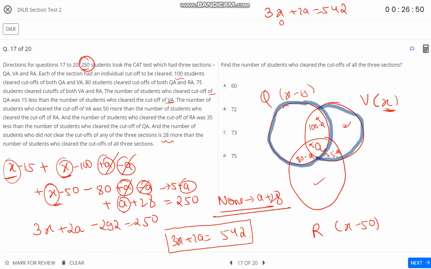So 542 by 2 will be 271, so a will be 271, right? For the next value, x will increase by 2, so this will become 2, and a will decrease by 3, so this will become 268. Now we can find the general term of this a, because we have to find the number of students who cleared all the three sections. Let us find the general term.